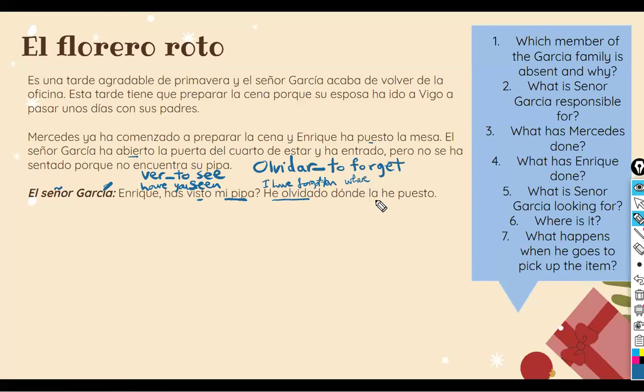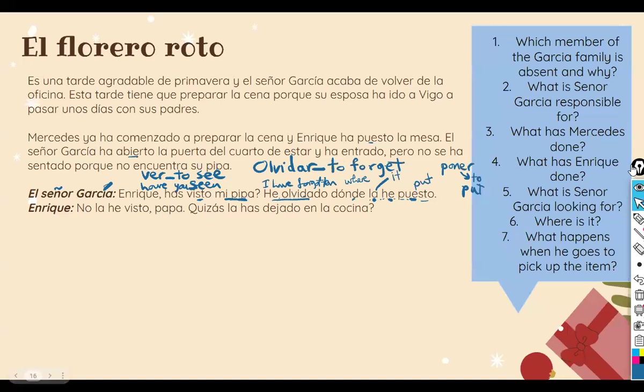Where? All right, unpack this. La he puesto. Puesto is put. So what must he be saying? He must be saying, I have forgotten where I have put it. Puesto from poner, which we saw earlier, poner la mesa, to set the table, right? But it means to put, just by itself. So I have forgotten where I have put it, right? So here is our object pronoun to replace pipa, it. Okay, so there's our object pronoun in action. And we're going to see it again because everybody's going to keep saying it now.